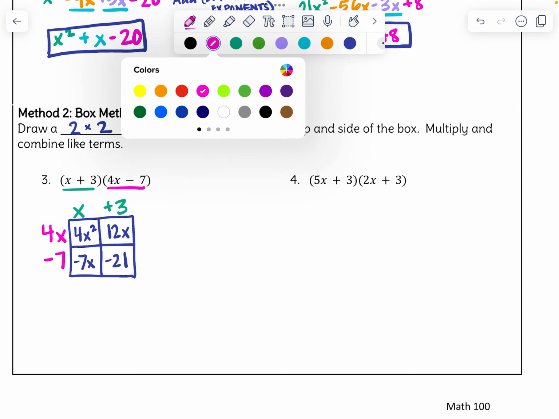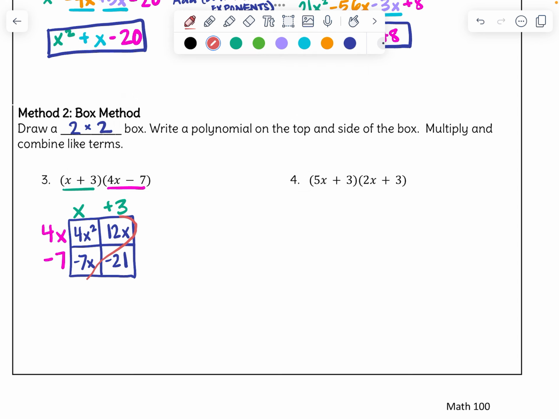Now that I've done that, I'm going to add the like terms. So I'm going to circle these like terms. So that is what I'm going to add together. So remember, when I multiplied, I was changing exponents. Now that I'm adding, I'm no longer changing exponents. So my answer will be 4x squared. And after I add the like terms, I have plus 5x minus 21.